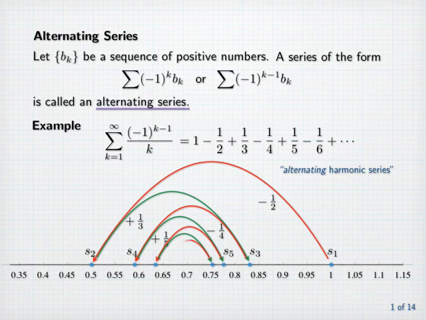So notice that the partial sums seem to be hopping back and forth about some particular number and getting closer and closer to that number. That would be the limit of the sequence of partial sums, or the sum of the series.